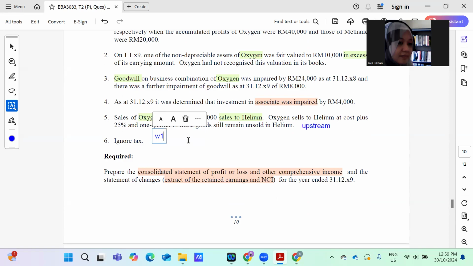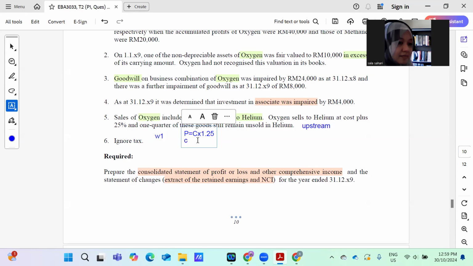Working number 1. If you look at number 5 here, it says that oxygen includes 50,000 sales to helium. So directly we know the 50,000 is our sales value. Oxygen sales to helium at cost plus 25%, which is 1.25. So that is your markup margin. So the equation is that P equals C multiplied by 1.25.